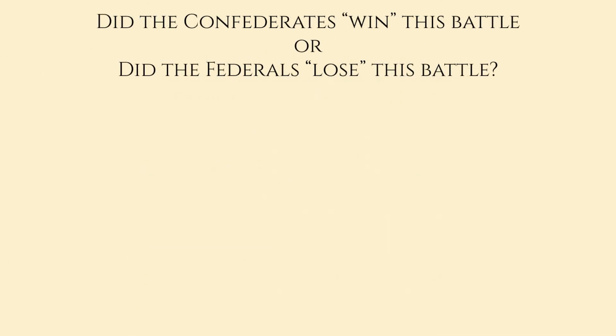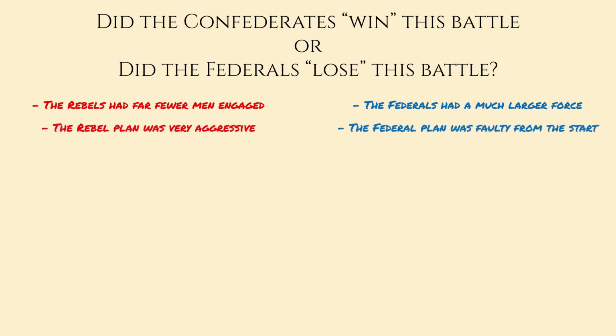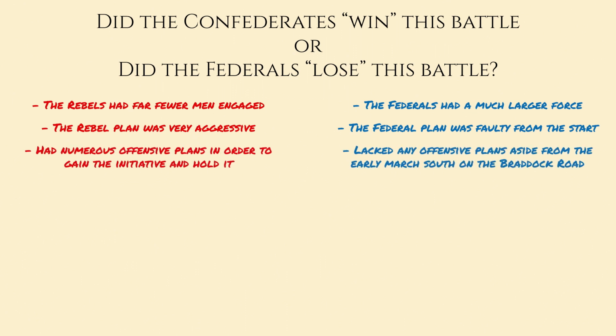So let's talk about it: did the Confederates win this battle, or did the Federals lose this battle? Well, I don't think there's a right or wrong answer here. The rebels had far fewer men engaged on the battlefield than did the Federals. And the rebel plan was very aggressive, while the Federal plan was faulty from the start. The Confederates had numerous offensive plans in order to gain the initiative and to hold it from beginning to end, while the Federals lacked any offensive plans aside from an early march south on the Braddock Road.